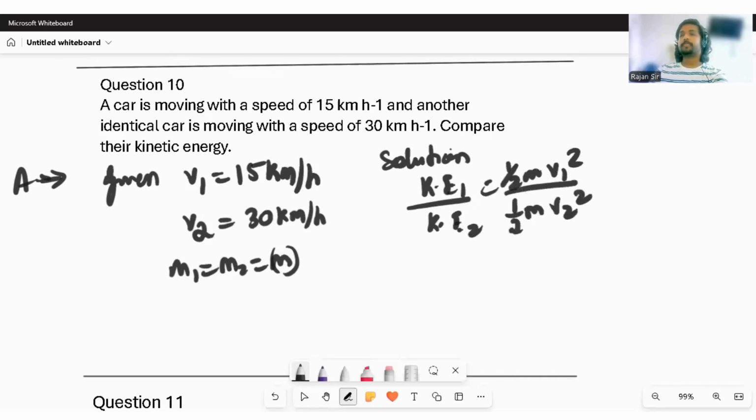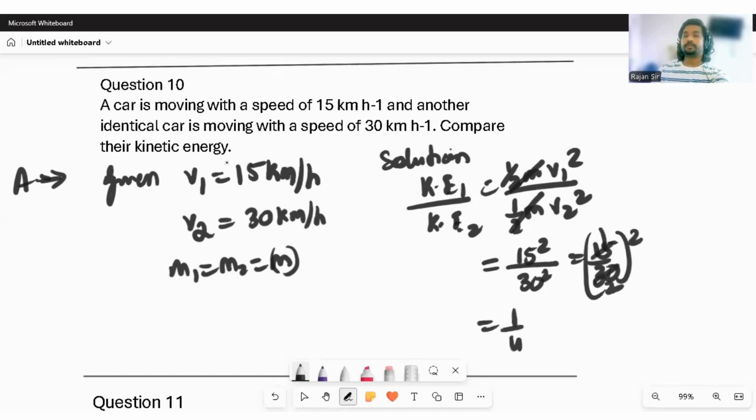This type of questions are very important and they can come in your MCQ type of questions. So we have 15 square upon 30 square. So in short, we have 15 by 30, the whole square. You can get 1 and 2. We have 1 by 4. So practically, you can make it a statement like this. If the speed goes double, the kinetic energy goes 4 times or quadruple. That's it.